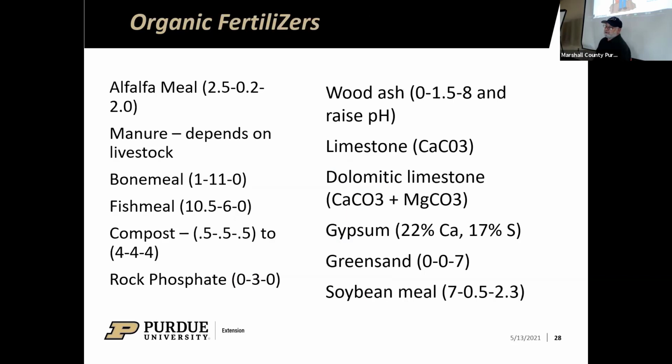Organic fertilizers, just listing them again, just reminding you that several of these, if you use them, are also providing organic matter. Alfalfa meal, like soybean meal, fish meal, bone meal, and manure and compost are good sources of organic fertilizers that are also good tools to help build your soil organic matter.